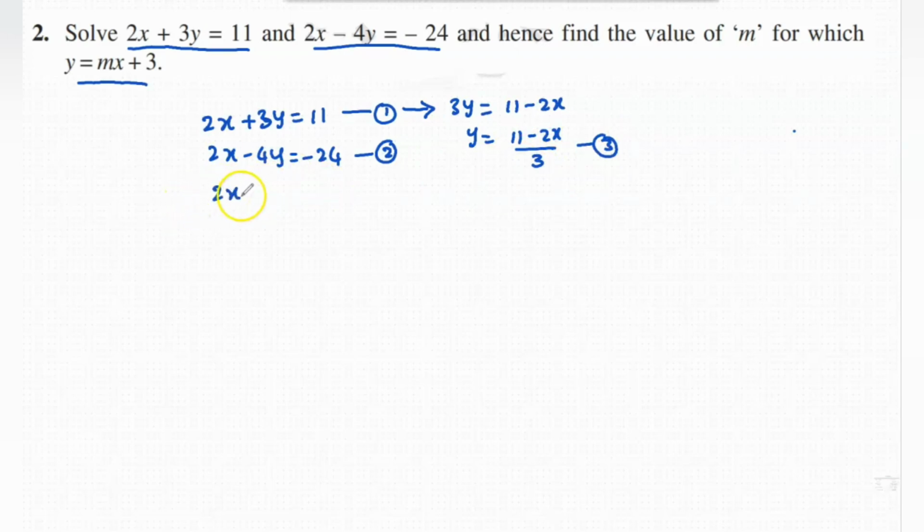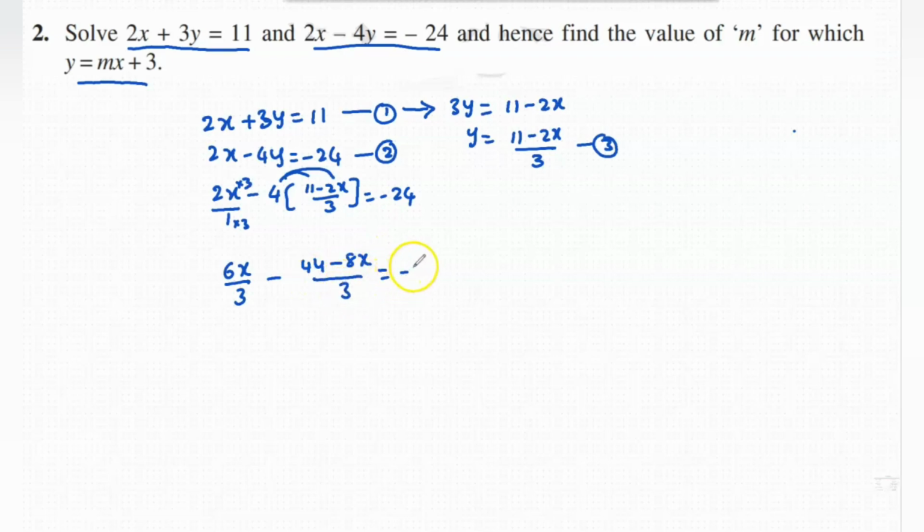Okay, let us write the second equation as now 2x minus 4 into, in y's place I will write this, 11 minus 2x by 3, is equal to minus 24. Now coming to here, let us take the denominator as 1 here, making the denominator same for these two fractions. We will multiply this by 3 and this one also by 3. So we will get 6x by 3 as the first fraction, the second fraction as it is, but I will multiply numerators with numerator: 4 into 11 is 44 and minus 4 into 2x is 8x by 3 is equal to minus 24.